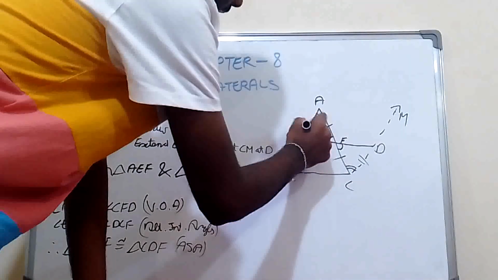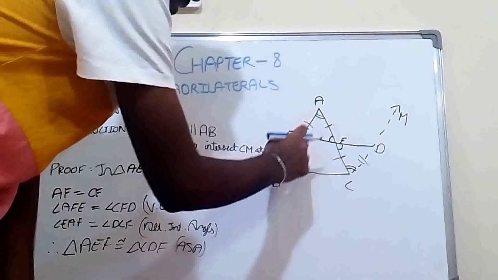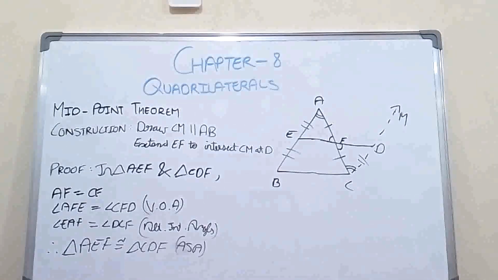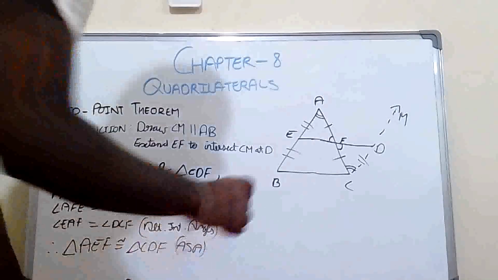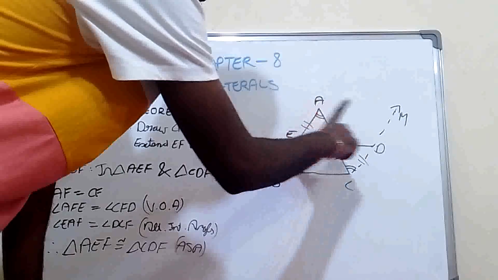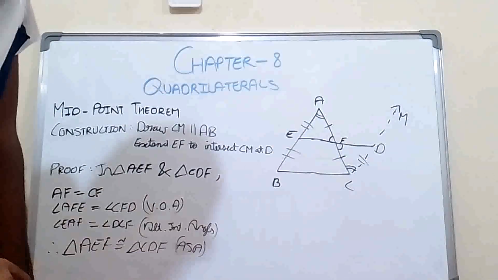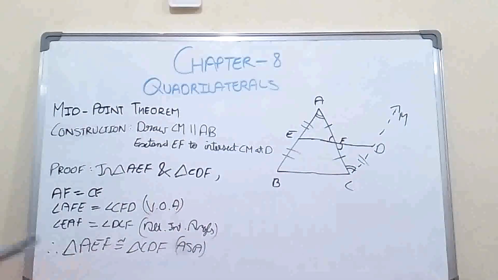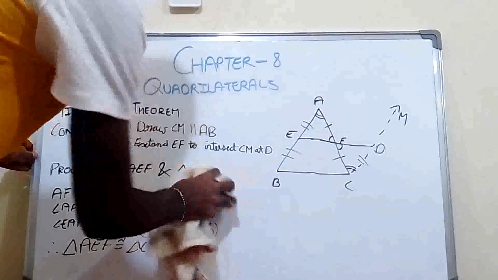Now that we have proved congruence, we can tell that CD is equal to AF, and we know that AF is equal to AE, which is equal to EB. We also know that AB is parallel to MC, which means EB is parallel to CD, and EB is equal to CD as well. In the previous theorem, we had seen that if the opposite sides of a quadrilateral are equal and parallel, then it's a parallelogram. So going to the next part of the proof, I'll just erase this.